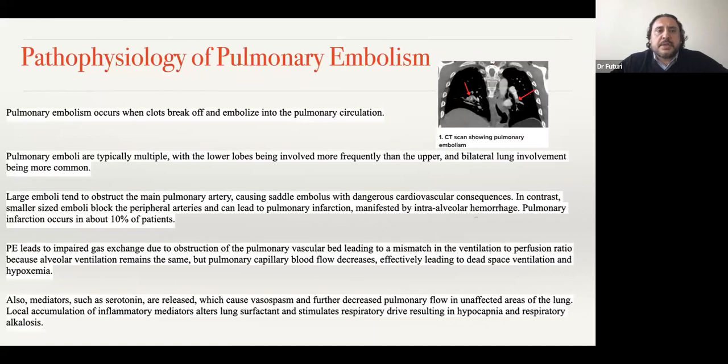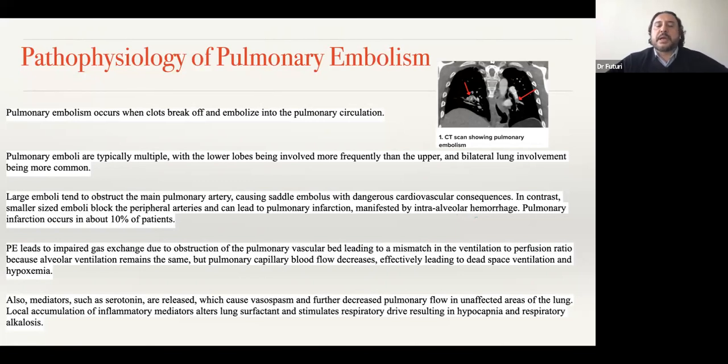Pulmonary embolisms essentially occur when clots break off and embolize into the pulmonary circulation. And most patients will present with multiple pulmonary emboli. Usually the lower lobes are affected. However, sometimes you can see the upper lobes affected and what we call central pulmonary embolus, which has a significant morbidity. These large emboli that obstruct the main pulmonary artery can cause what we call a saddle embolus. And these conditions increase the risk of dangerous cardiovascular consequences. In fact, these saddle emboli are primarily the cause of sudden deaths in most patients that present with pulmonary embolism.